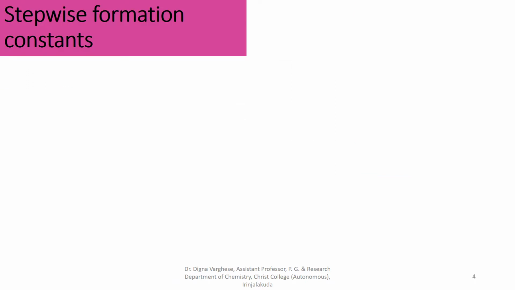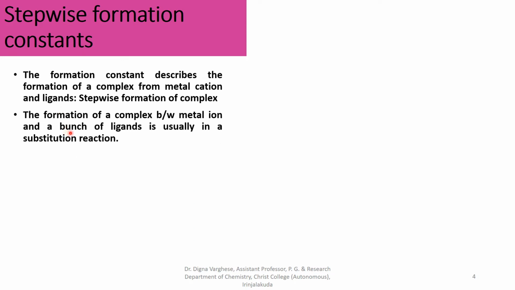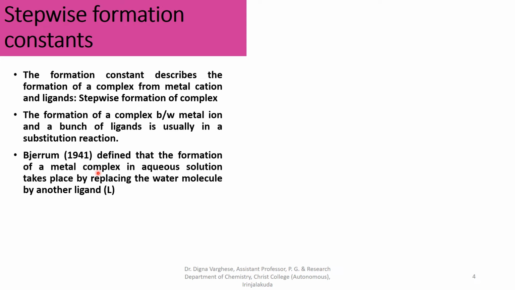Stepwise formation constants. The formation constant describes the formation of a complex from a metal cation and the ligands. That is the stepwise formation of a complex, a complex derived from the metal cation and ligands. The formation of a complex between a metal and a bunch of ligands is usually a substitution reaction. Based on this fact, Jerome in 1941 defined that the formation of a metal complex in aqueous solution takes place by replacing the water molecule by another ligand L.